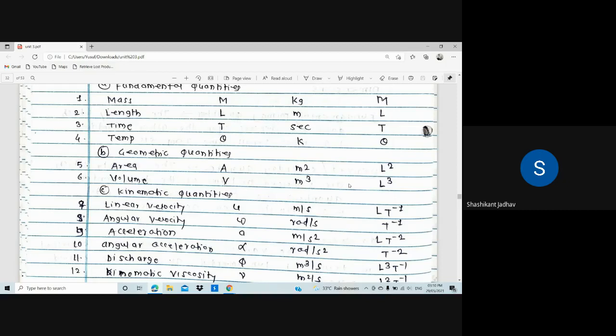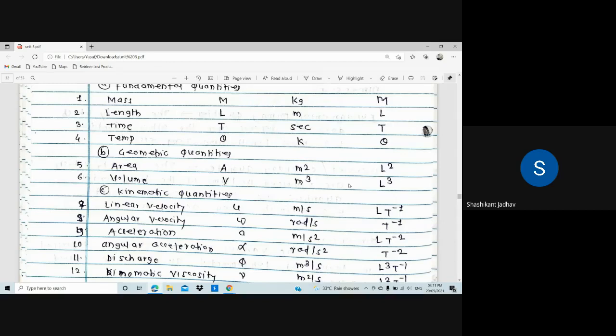In that, write down fifth as area. So what is the symbol of area? That is A. What is the unit? Meter square. Dimension is L square. As we know how to write the dimension, area is nothing but meter square. So what is the dimension for the meter? That is L. So meter square is nothing but L square. So write down the geometric quantity fifth as area.